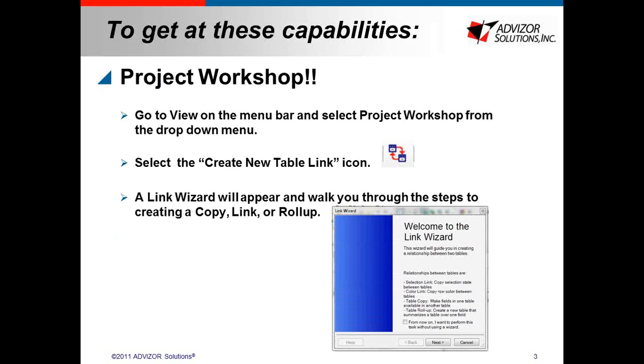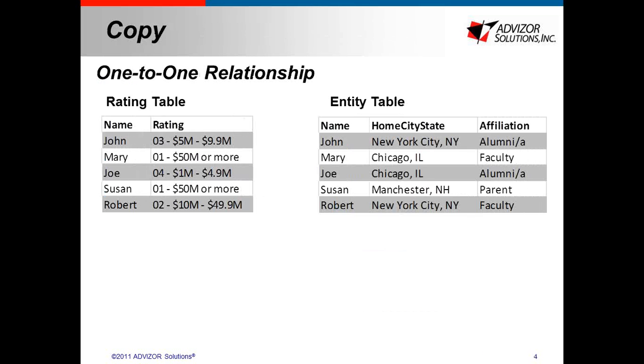All right. So to create a copy, link, or roll-up, you go to the project workshop, and you can get there by going to the view on the menu bar and selecting the project workshop from the drop-down menu. And in the project workshop, there are some icons just below the tab, and you want to select the Create New Table icon shown here. And then a link wizard will appear and walk you through the steps to create a copy, link, or roll-up.